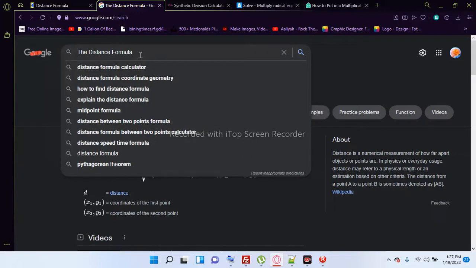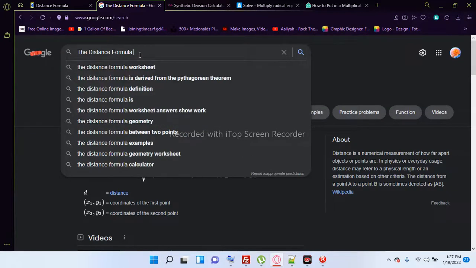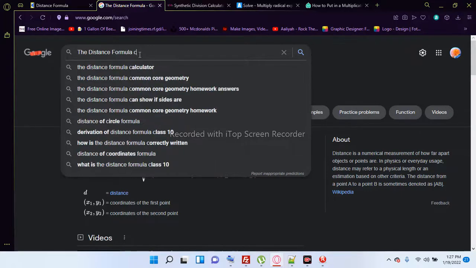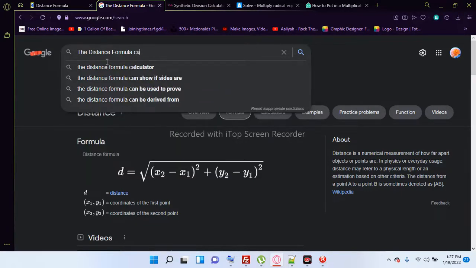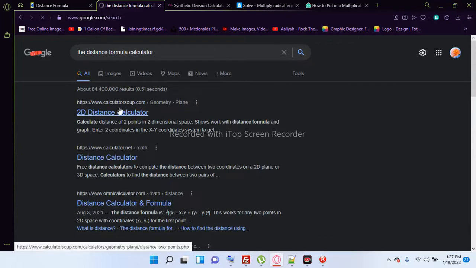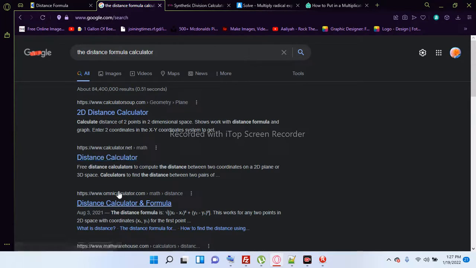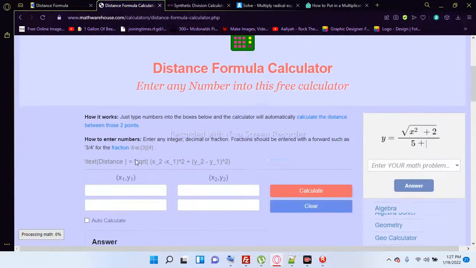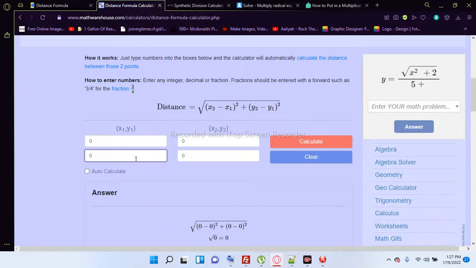All right, calculator. Distance formula calculator. Did I tell you? There it goes right there. This is for my calculator.